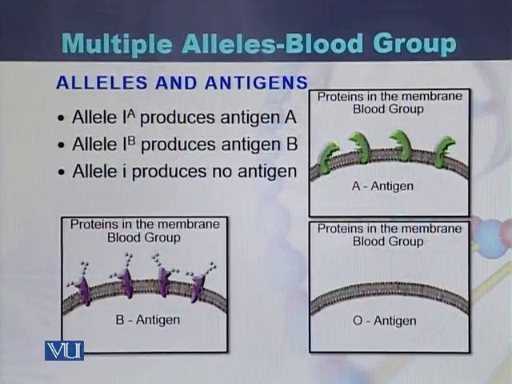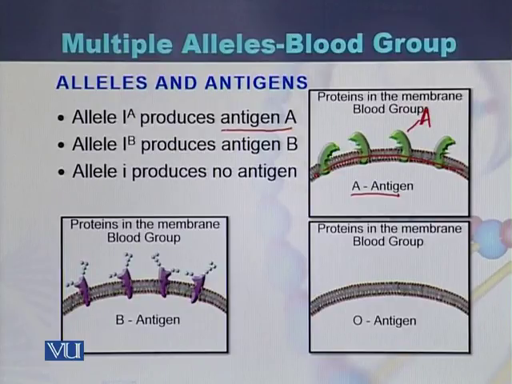So here we can see the alleles and the antigens. Allele A generates an antigen that is called antigen A. Here we can see the antigen A. Antigen A is present in the cell membrane of the red blood cells. So this is the cell membrane of the red blood cells, and on it there are these antigens. These antigens are called antigen A.